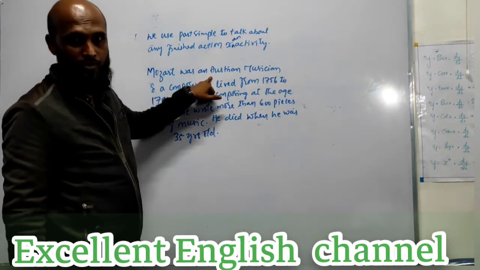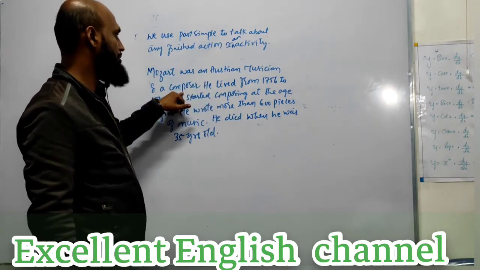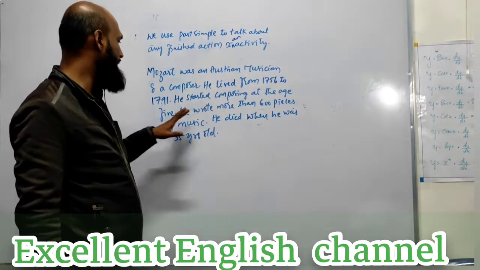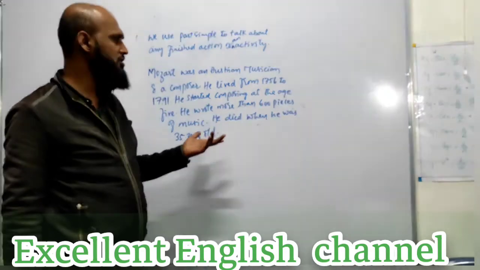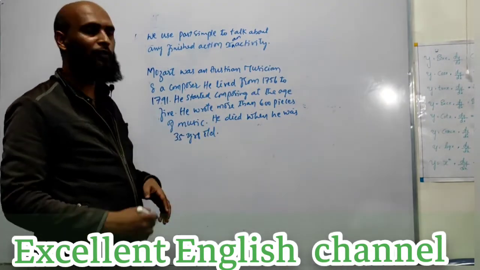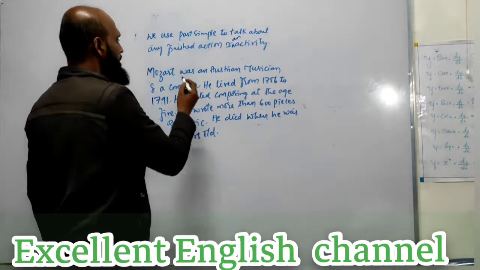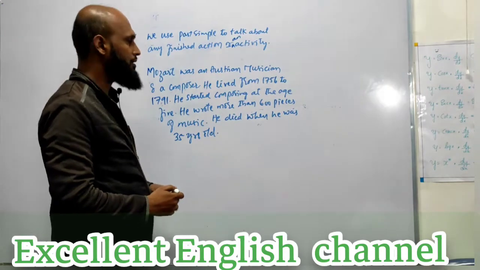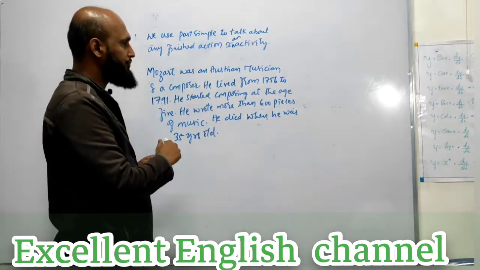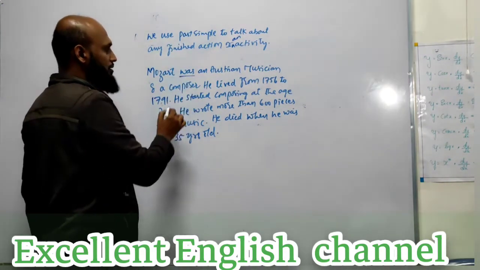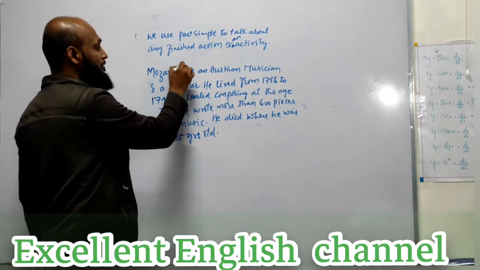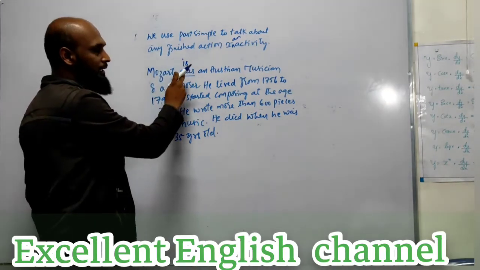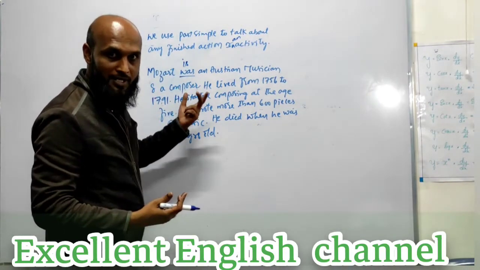Mozart was an Austrian musician and a composer. He lived from 1756 to 1791. He started composing at the age of 5. He wrote more than 600 pieces of music. He died when he was 35 years old. Now you can see what are the components or the elements that are making it a past event. You see the past form and the present form of this. Alright? Mozart was. It is telling us that we are talking about a past event.